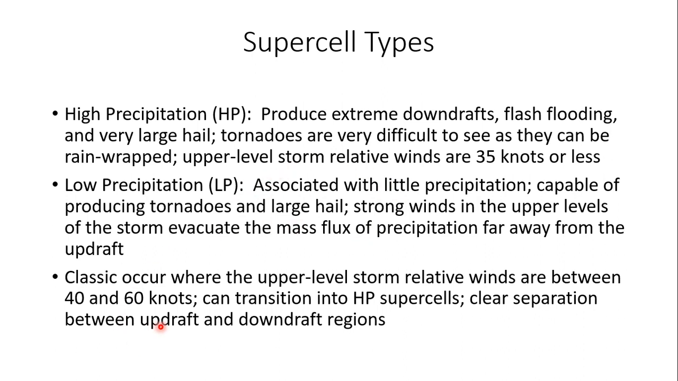Then classic supercells occur where the upper level storm relative winds are between 40 and 60 knots. And by the way, these classic supercells can actually transition into HP, high precip supercells. There's a clear separation between the updraft and downdraft regions, as well as a tilted updraft. So the common theme for supercells is that separation between updraft and downdraft regions and the tilt to the updraft.